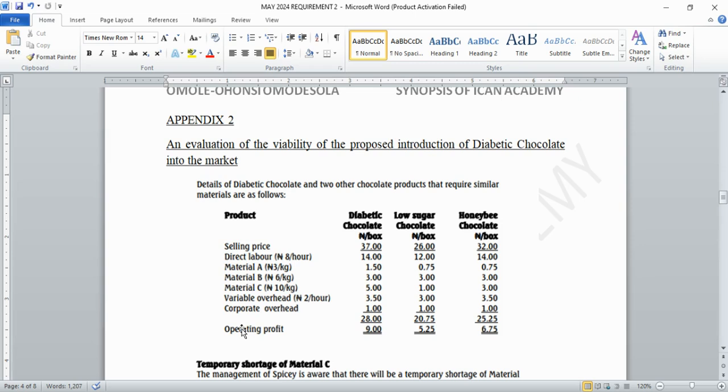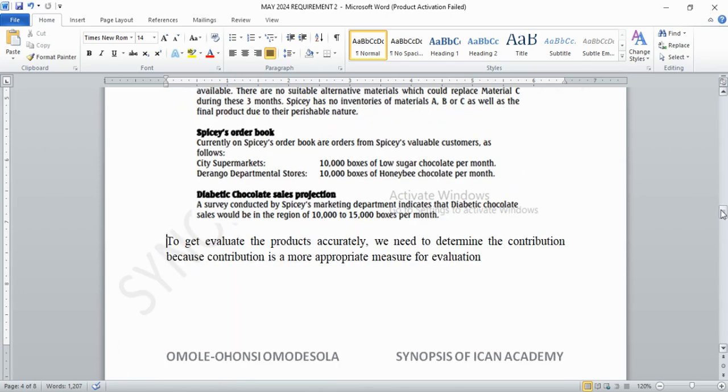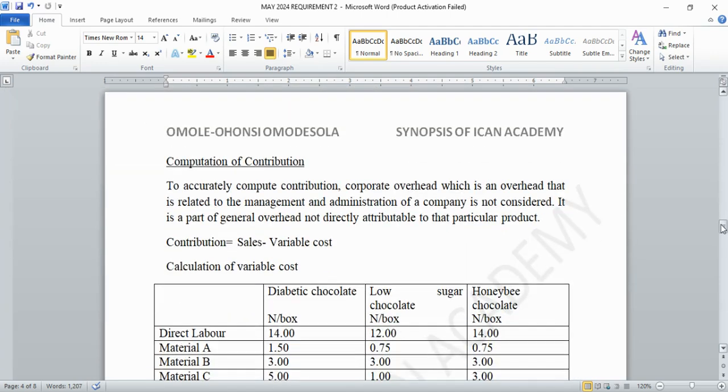Contribution only considers the sales and the relevant cost. That's variable cost, the sales and the relevant cost. So that's why contribution is much more preferred than operating profit. So in sum, what I'm trying to say now is that we should look at the sales and the variable cost. So you're going to have to use contribution instead of that profit. So you're going to adjust that profit to get contribution. Look at what I'm trying to say.